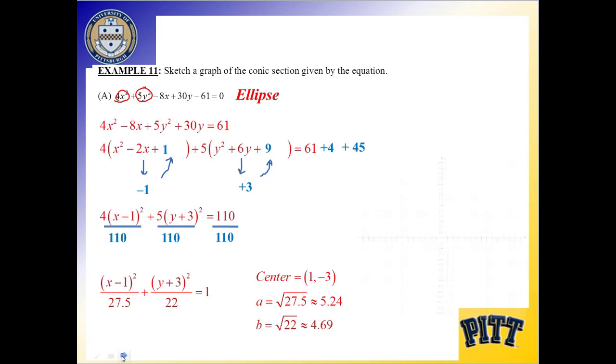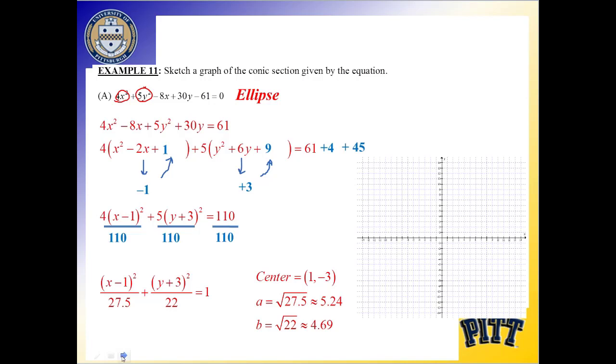So when I plot these, my center is going to be at (1, -3). I'm going to move right 5.24 and left 5.24 from the center and put those 2 points in. I'm going to move 4.69 up and 4.69 down from the center to put those 2 points in as my co-vertices, and I'm just going to connect that with as rounded of a picture as possible.